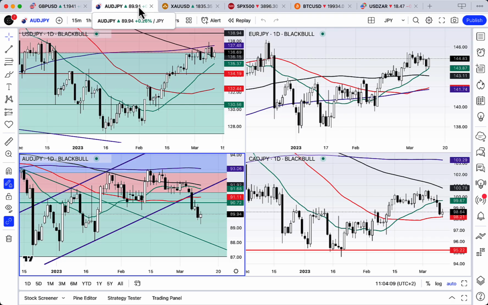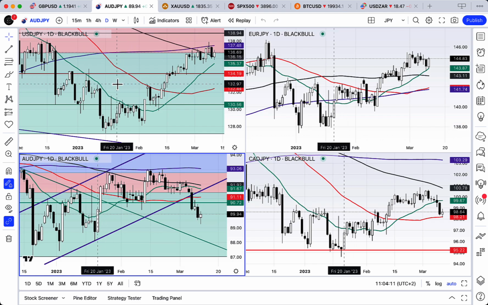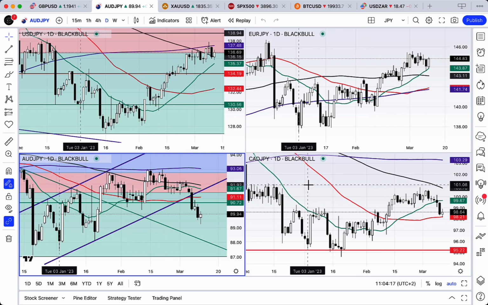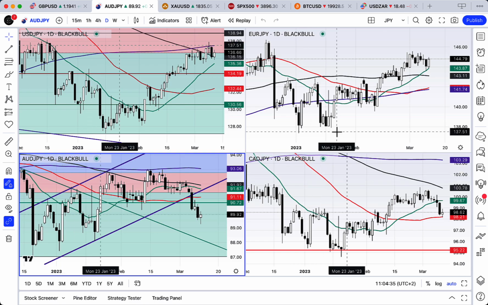Let's switch across to the yen pairs, and you can see the ones that we're looking at or are interested in are the dollar yen, the euro yen, and the Australian dollar yen. And I've just now added Canadian dollar yen into my basket of interest, considering the decision that the Canadian Central Bank made not to increase interest rates. So we're going to have all of these on our radar.